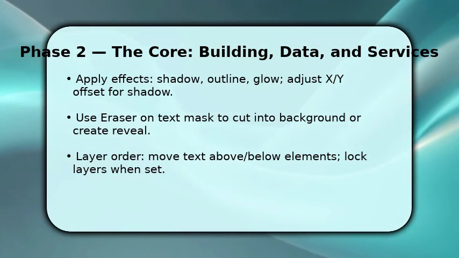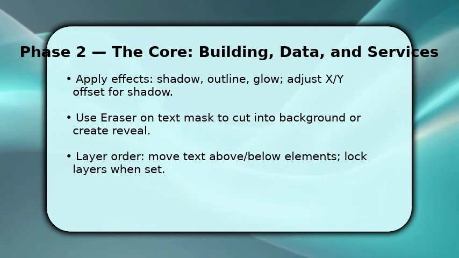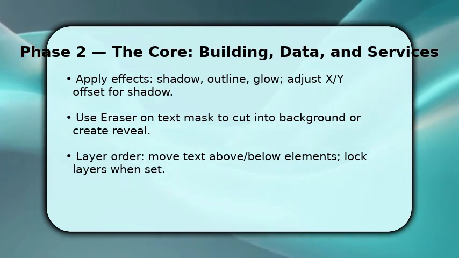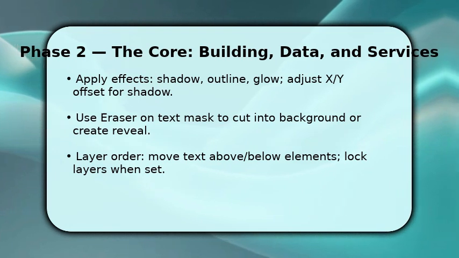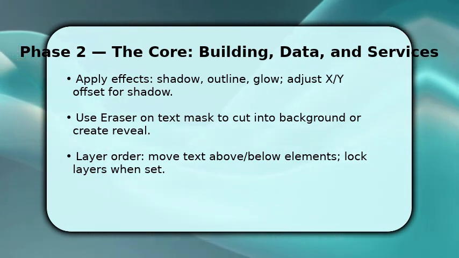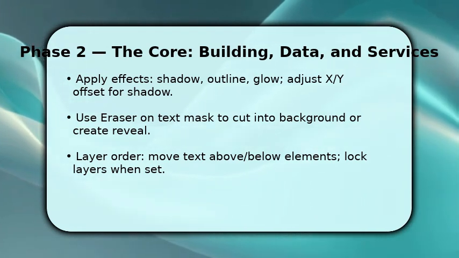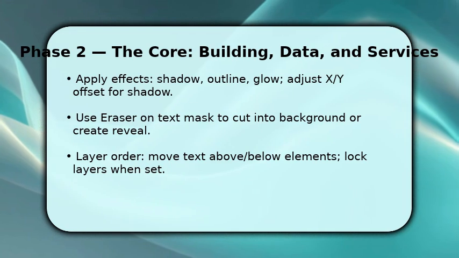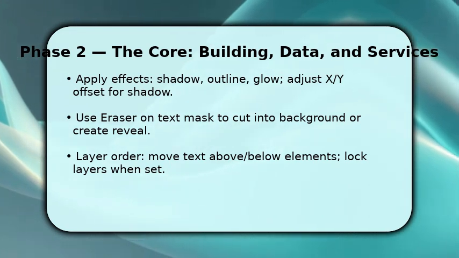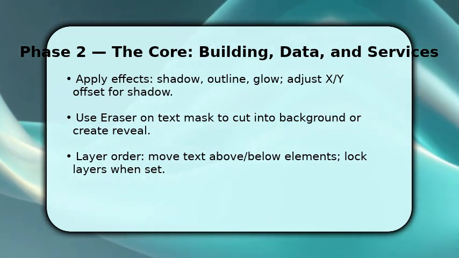Now refine. Apply style effects so the text integrates with the photo. Use shadow, outline, or glow and tweak the X/Y offset to ground the text. Shadows add depth. Once done, convert text to a mask if you want the image to show through. Use the eraser brush on the mask to reveal parts of the background, creating a cut-in effect.